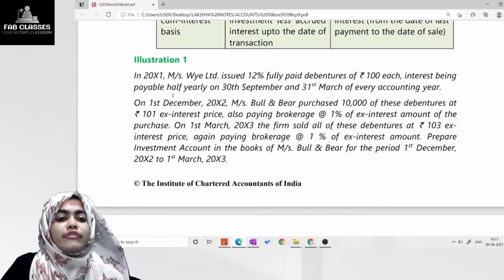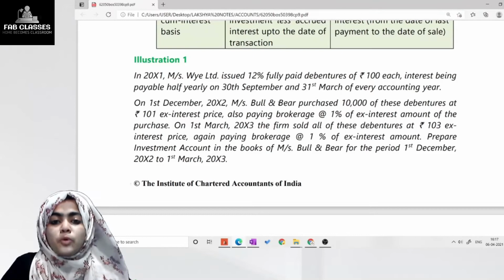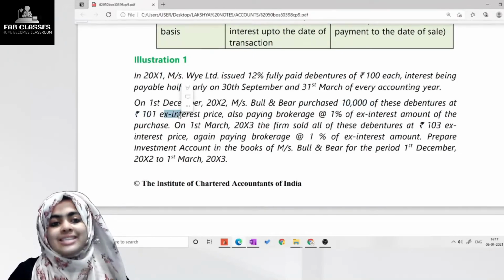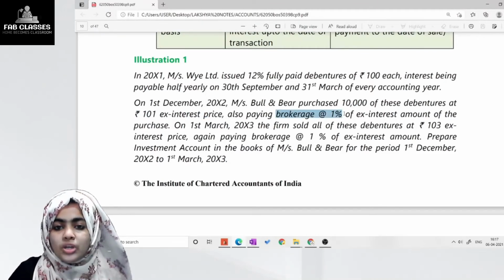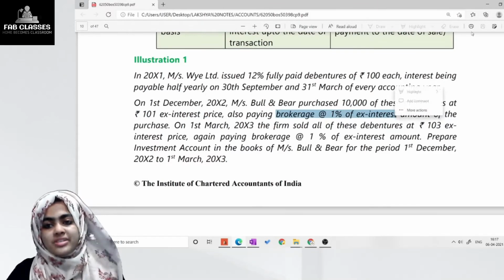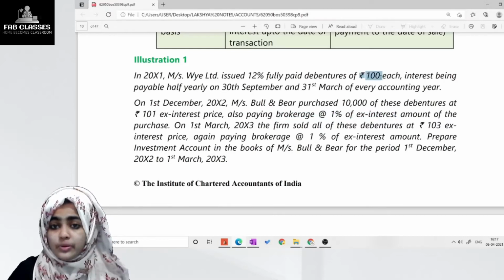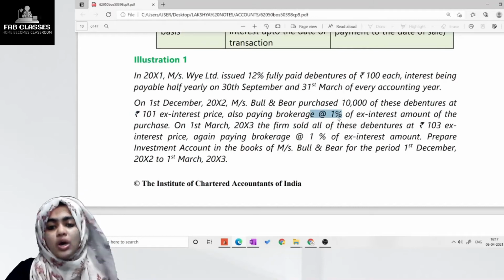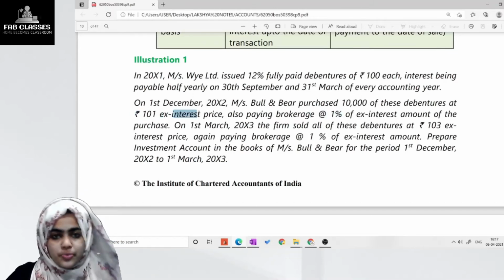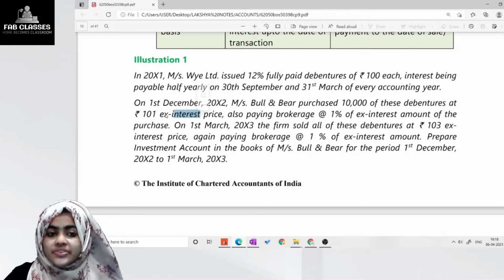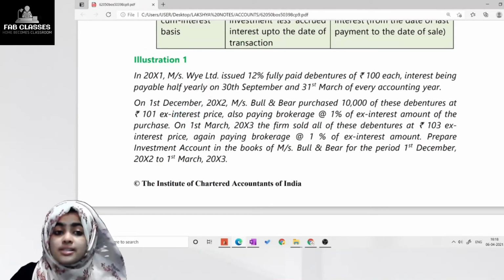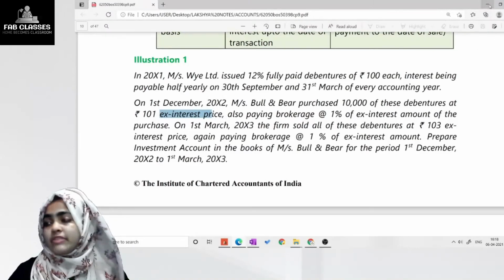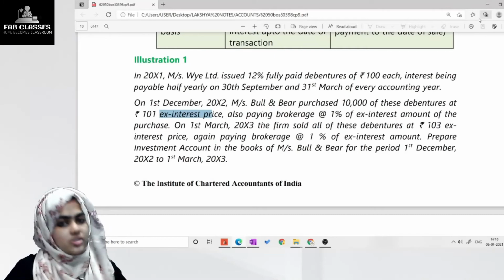The first thing is, on 1st December 2012, Messrs. Bull and Beer purchased 10,000 of these debentures at 101 X interest price, also paying brokerage at 1% of the X interest amount. The face value is 100, but we have purchased at 101, and along with that we have also paid a brokerage of 1%, and this is the X interest price, not cum interest, it is X interest. If you don't know the difference between X interest price and cum interest price, watch the video relating to the concept of the investment account and then have a look at the solutions.